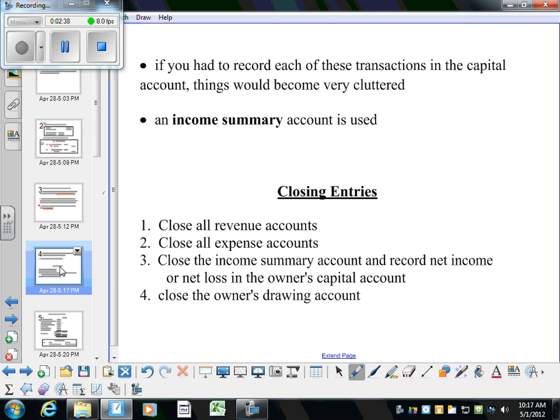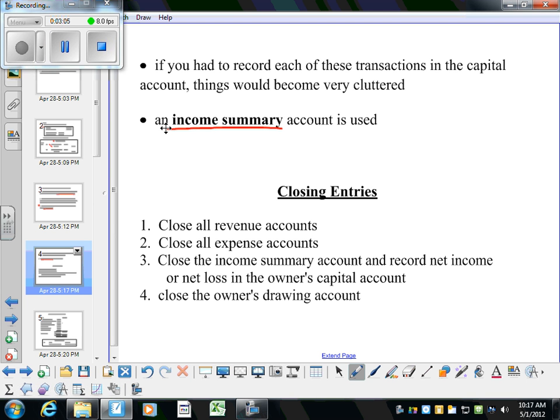Okay, so if we had to take everything and put everything into our capital account, it would be really cluttered. So we've created a new account called the income summary. And you would have noticed that on your worksheet, but up till now we've never used it. It's always been blank. Well, here we go. We're now going to start to use our income summary. And that account does exactly that. It summarizes our income.